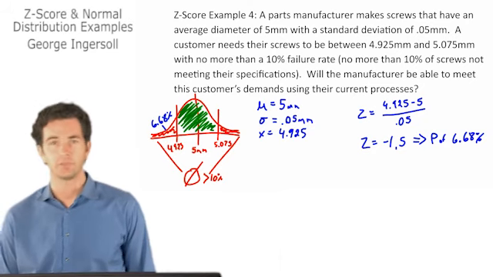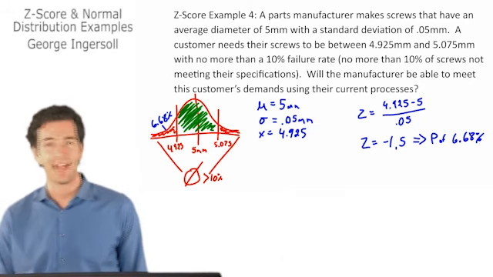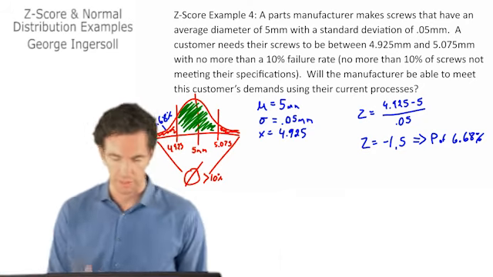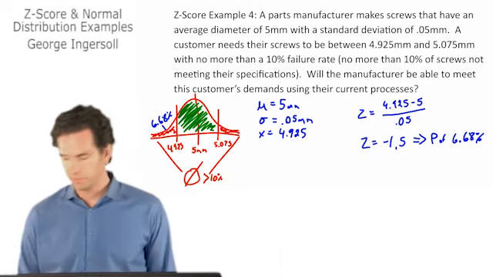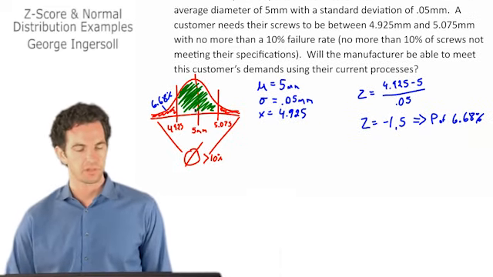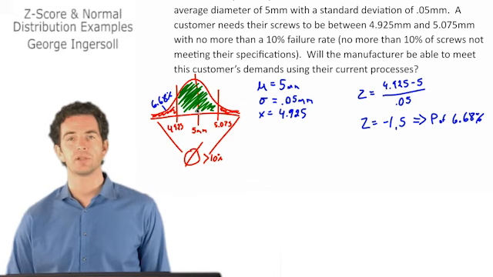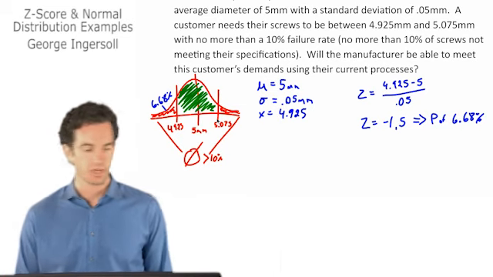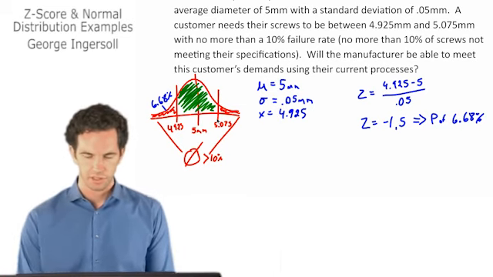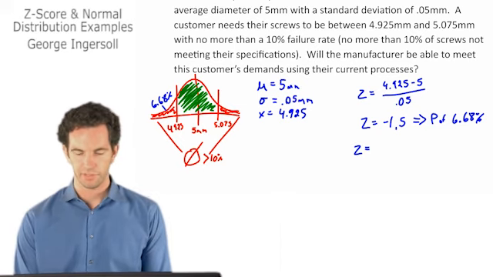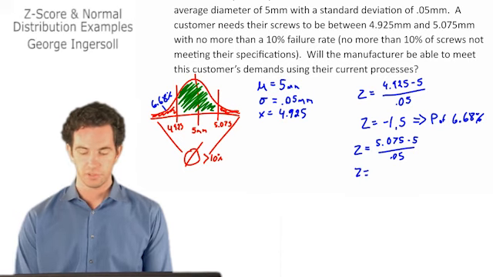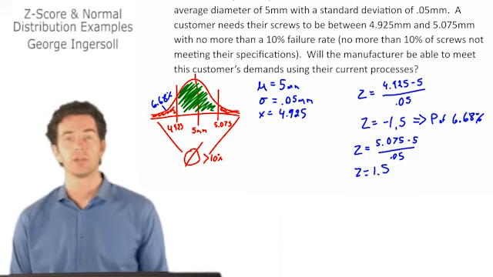Furthermore, now we'll go ahead and solve this thing, but I know what the answer is right now. I know whether we're going to meet our customer specifications. The reason I know is because the normal distribution is symmetrical, and in each case they're looking for the same number of standard deviations away from the mean. So let's just work that out. If we use the upper end of their range, it's 5.075 minus 5 divided by 0.05. That's going to be a z equal to 1.5.